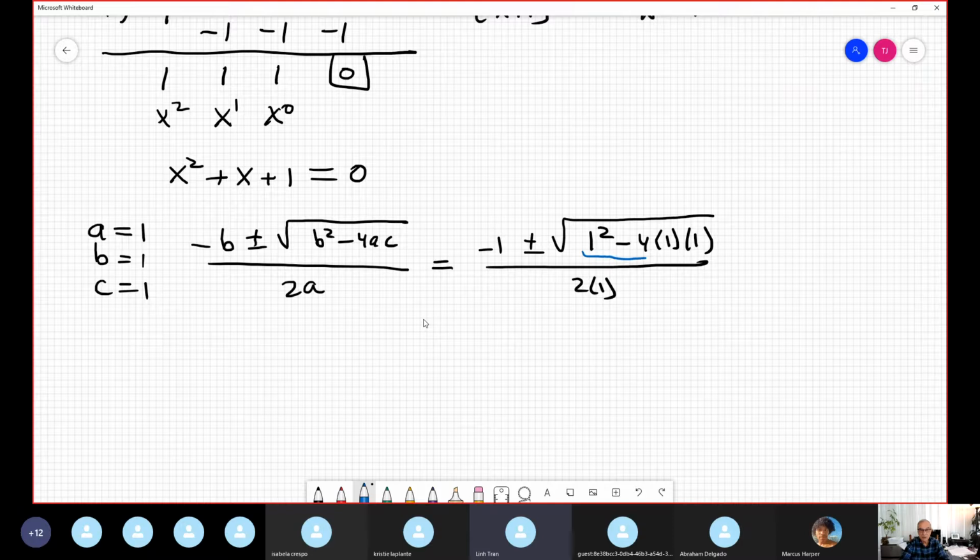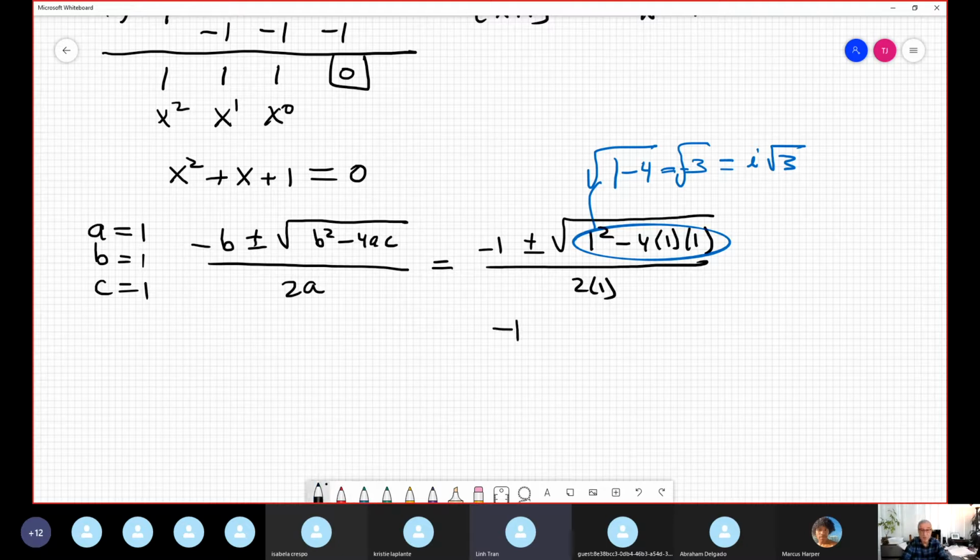The expression inside the radical is 1 minus 4, which is negative 3. Wow, it's complex, you know. And the square root of this is i radical 3. We cannot simplify more because radical 3 is a prime number. Okay, so now we have negative 1 plus or minus i radical 3, divided by 2.